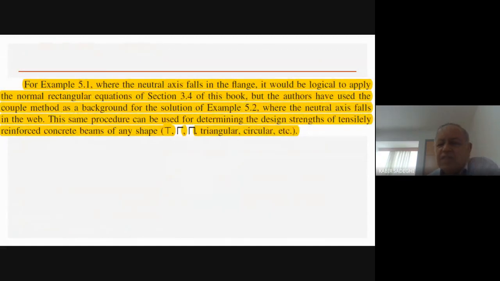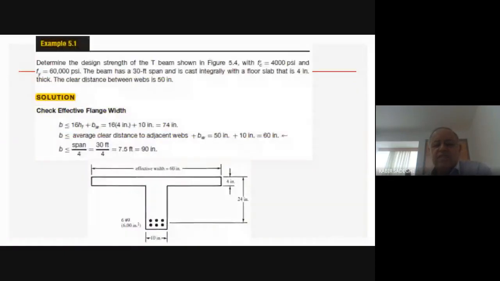Now we see two examples. One of them shows that the neutral axis is located at the flange, the other at the web, and we see how to solve them. Actually, I solved this example for you in the previous lecture. I am repeating here, why? Because we have a complete collection of different cases in one video.